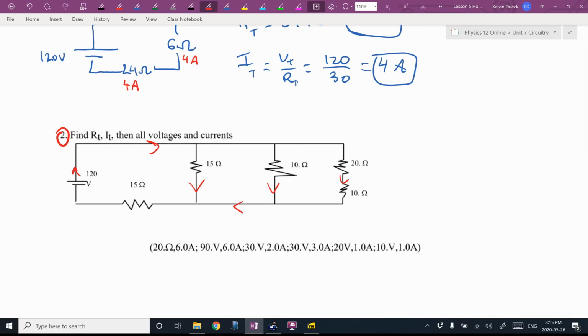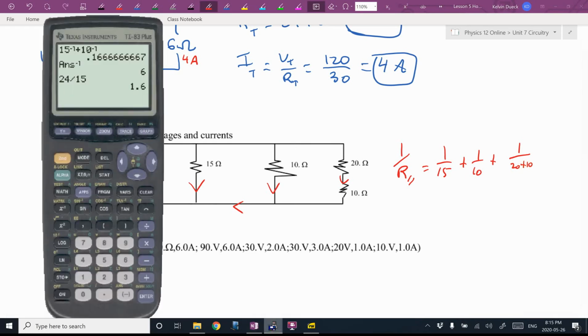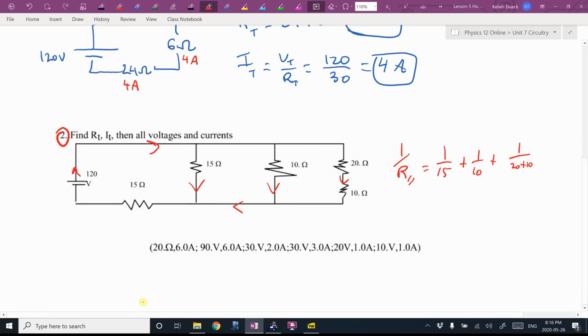Okay, step 5, rewrite. These two are in series, and so I don't see a 20 and a 10. I see a 30 ohm resistor. So I'm going to go 1 over R parallel is 1 over 15 plus 1 over 10 plus 1 over 30. I'll write 20 plus 10 just so people can figure out what my reasoning was. But I'm going to type 30, so it's going to be 15 reciprocal plus 10 reciprocal plus 30 reciprocal. And, ooh, this will work out nice. It's going to be 5. So this whole mess here is a single 5 ohm resistor.